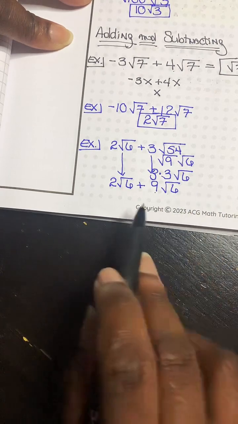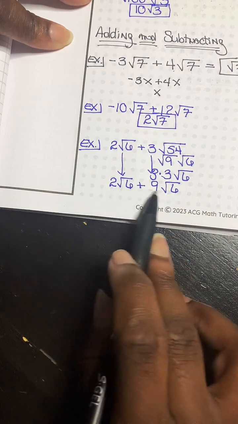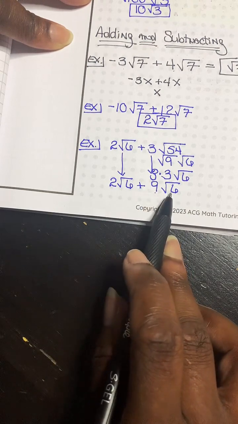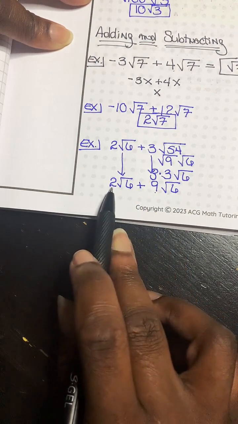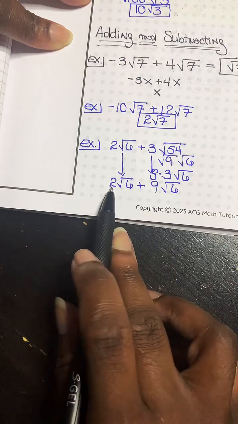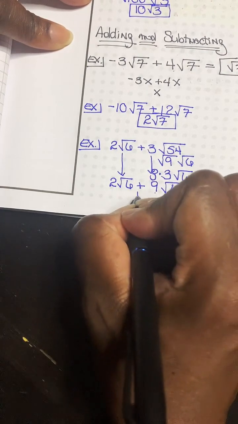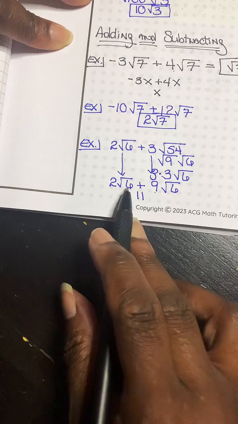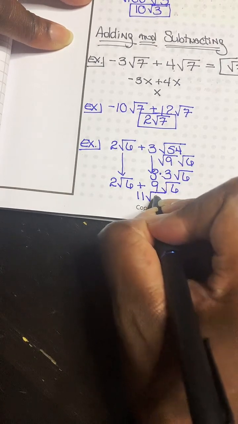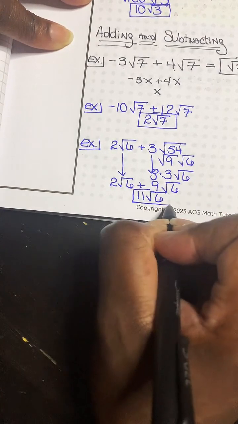Okay? So now, right here, when we're adding, we have like terms because both of these terms have a square root of 6 involved. So now all we have to do is add their coefficients. The 9 plus the 2 plus the 9, which will give me 11. And the square root of 6, when you're adding, you don't do anything except for bring it on down.